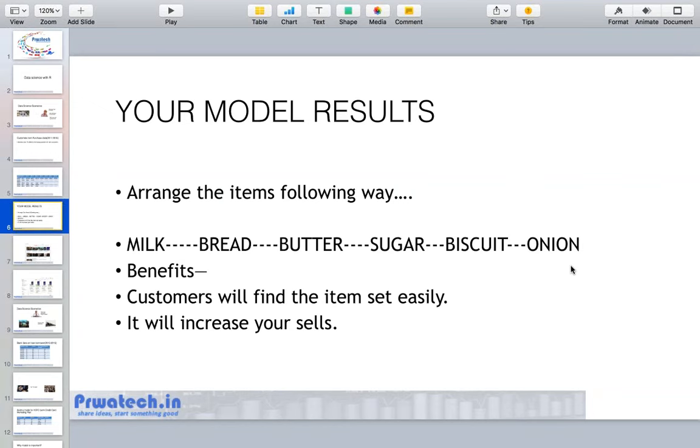So what is the benefit for the shopping mall? Customers will find the item set easily, and it will increase their sales. That is one scenario where we can use data science for business decision making.